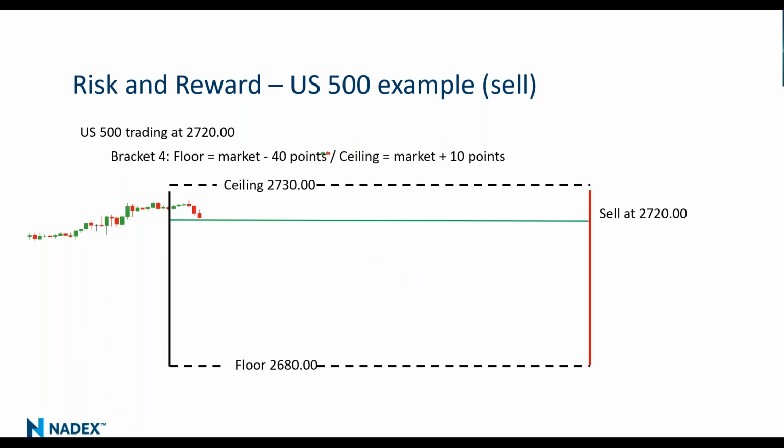Now in bracket 4, if I were to sell, I know where the ceiling was. There we go. My maximum risk when I sell would be if it were to go up and touch the ceiling. I know how much I could potentially lose. And if it were to go down, that's where I would make my profit.